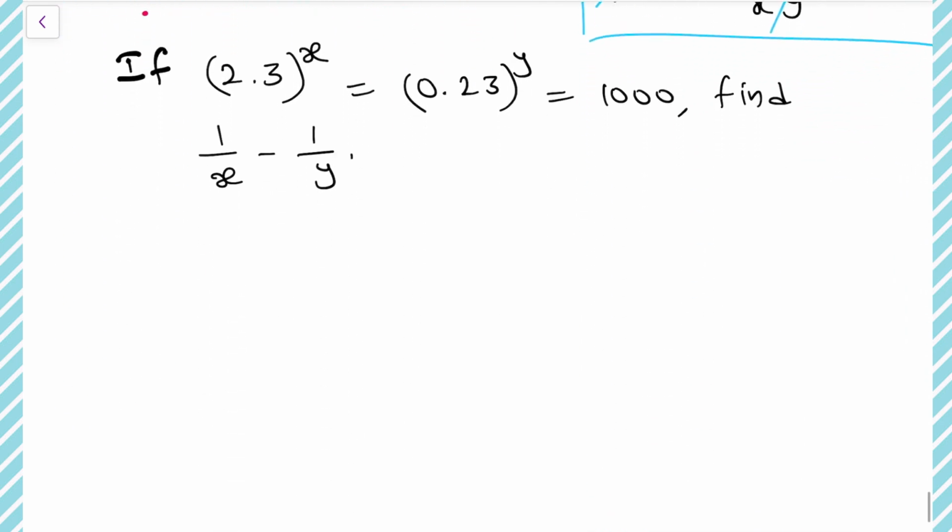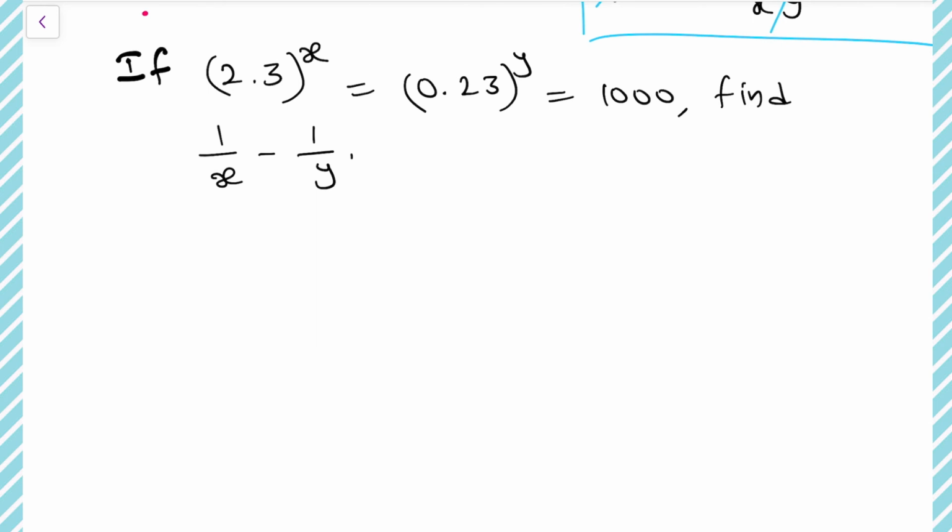Next question. If 2.3 whole power x equals 0.23 whole power y equals 1000, then find the value of 1 by x minus 1 by y. So to solve this question, two methods are there. One is by using logarithms and one is without using logarithms. In this I am going to explain without using logarithms. If you want that also with logarithm, just check the description or comment box. You will have one more method.